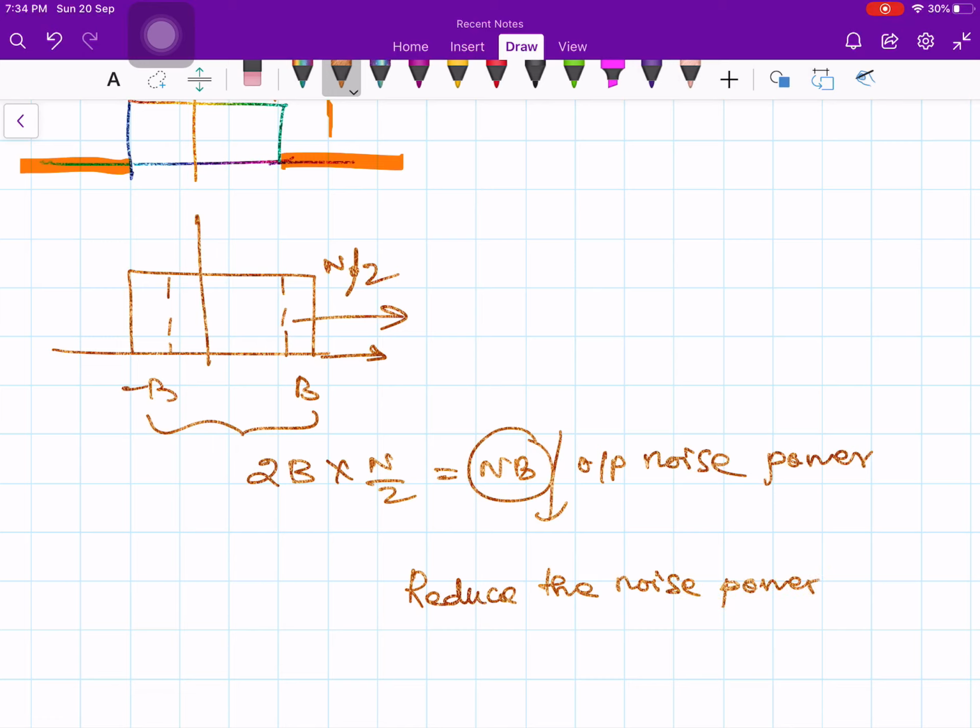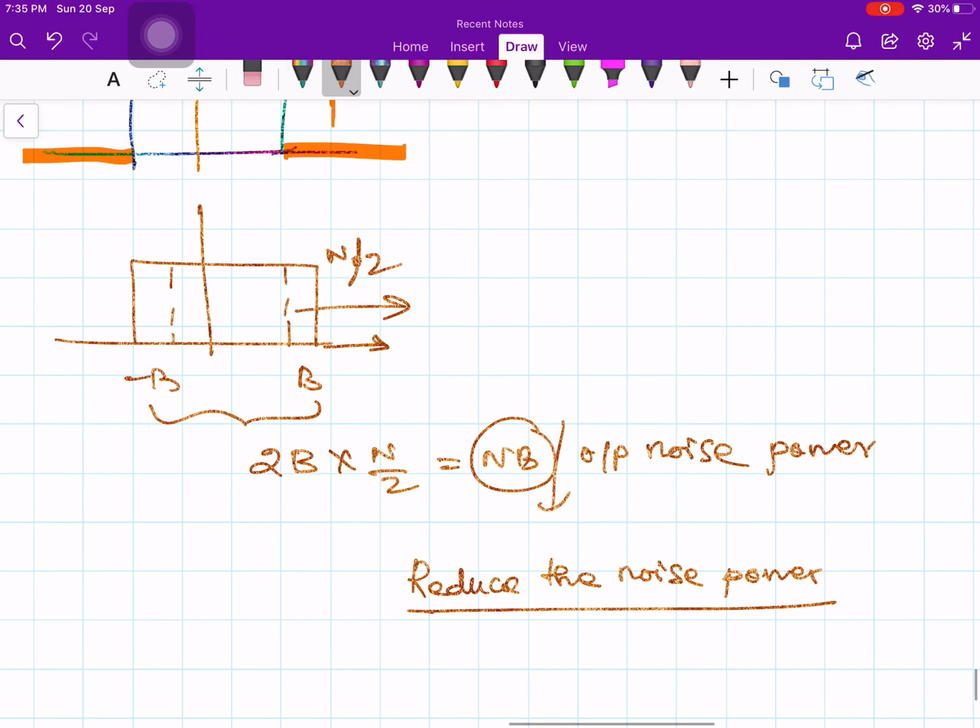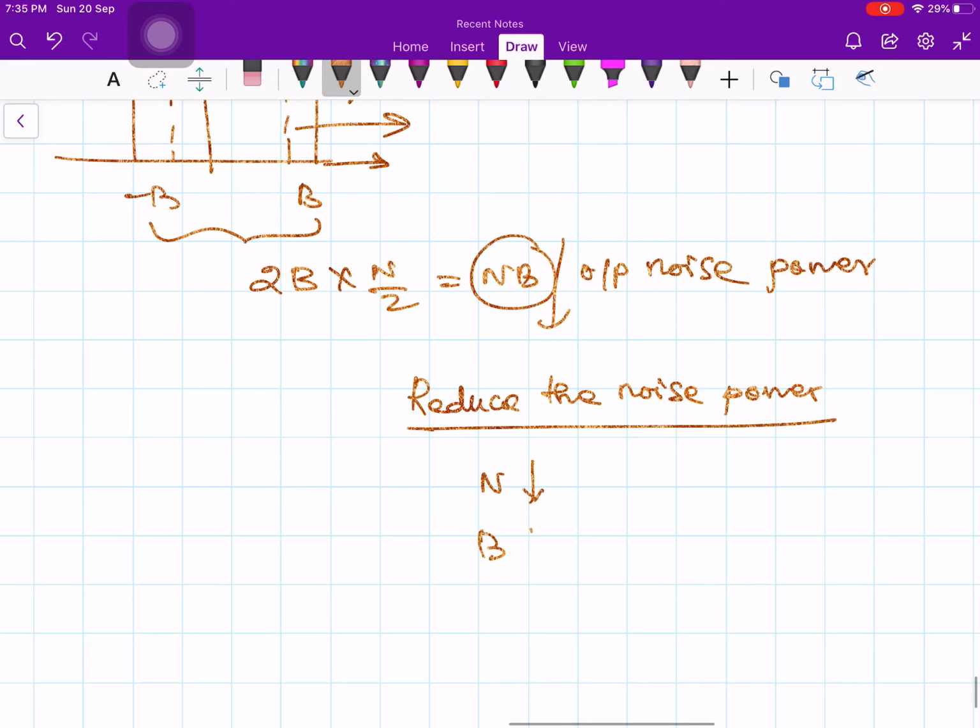Okay, if you want to reduce the noise power, how will you do it? Either you should reduce N, or you can reduce B. Okay, but N cannot be reduced. That is a constant, right? It is giving constant value for all the frequencies, equal contribution over wide range of frequencies. Therefore, N cannot be reduced.